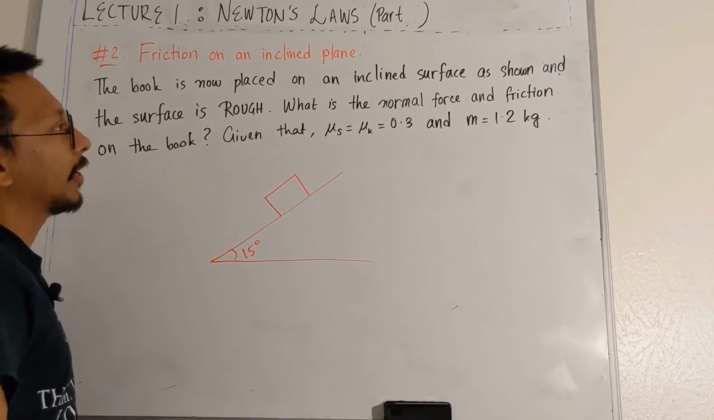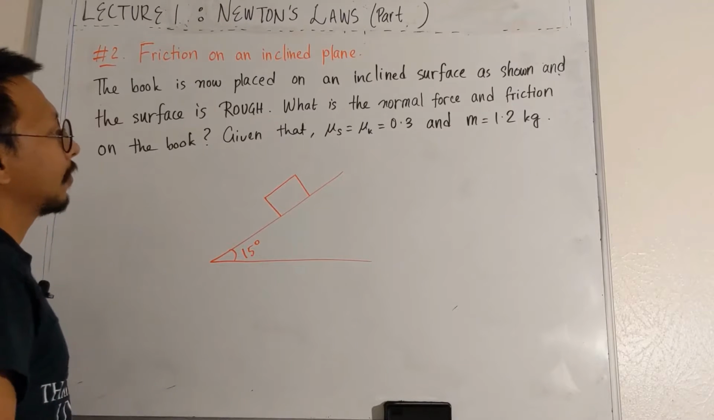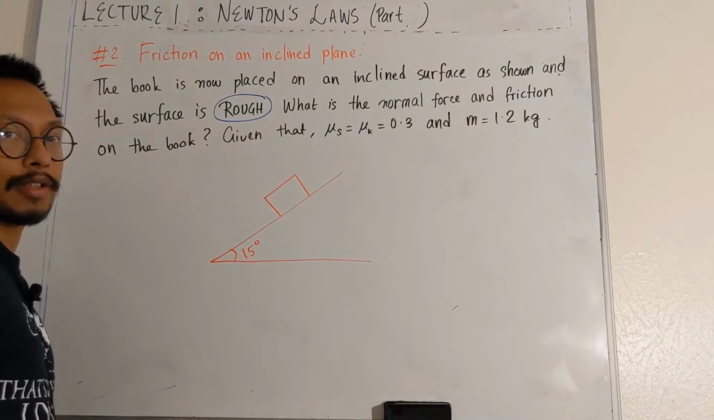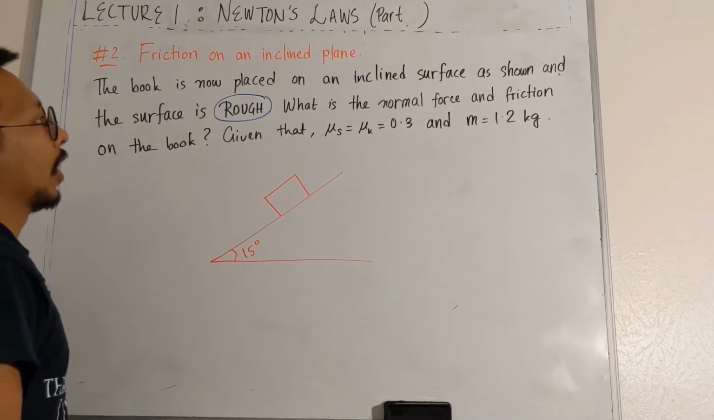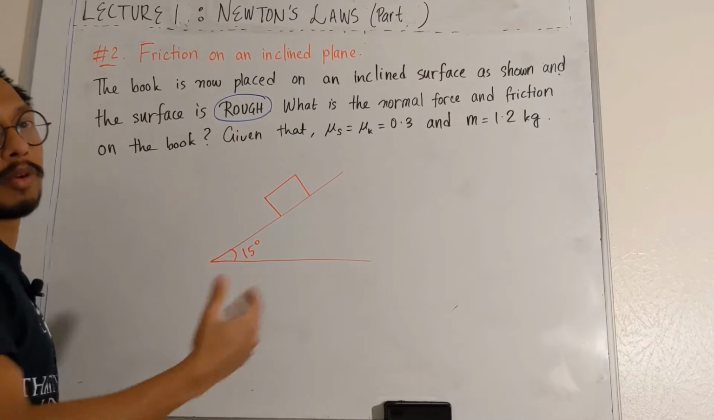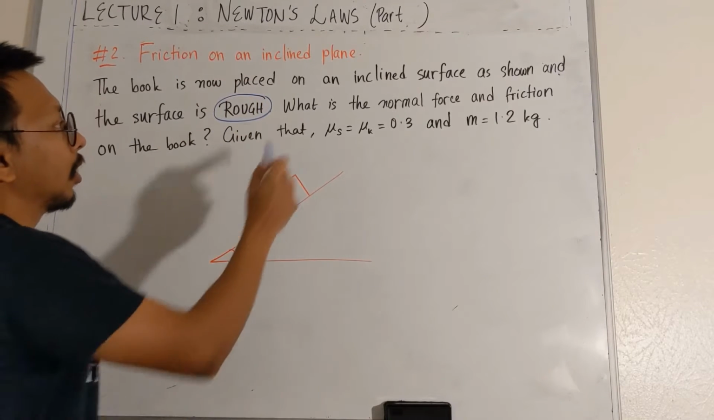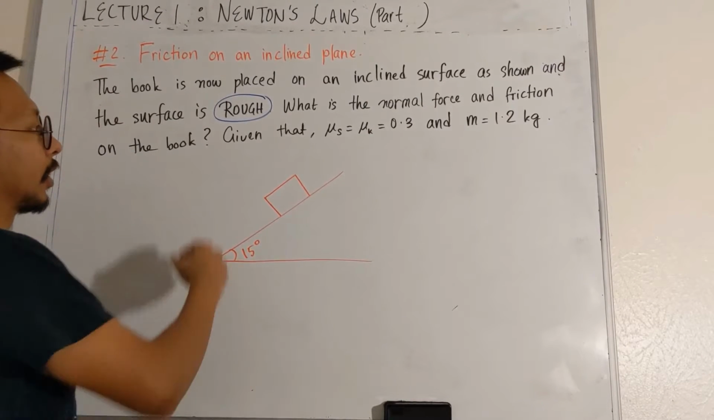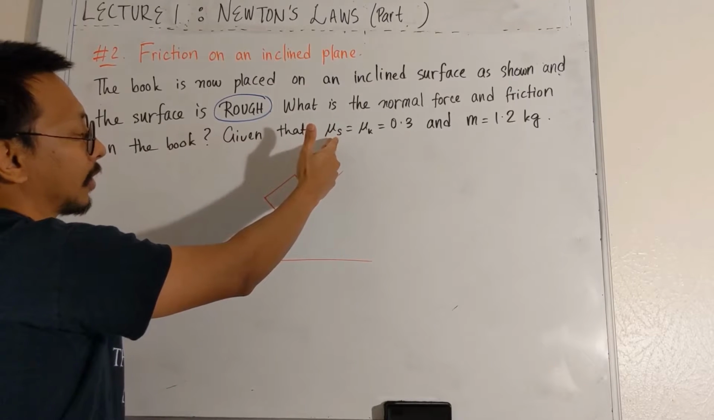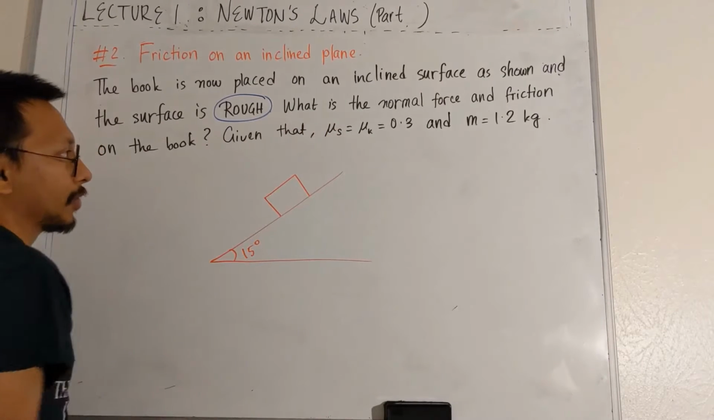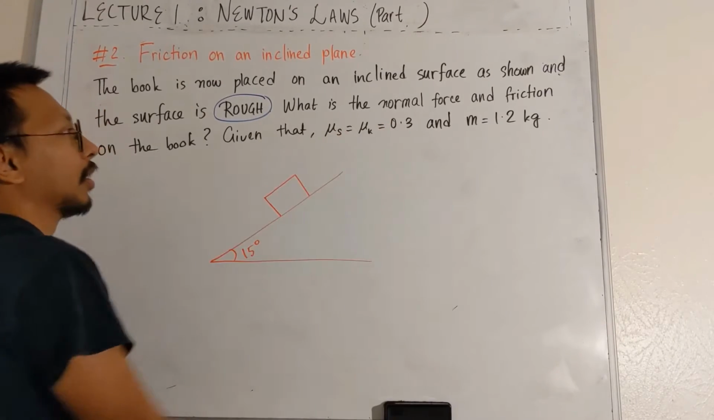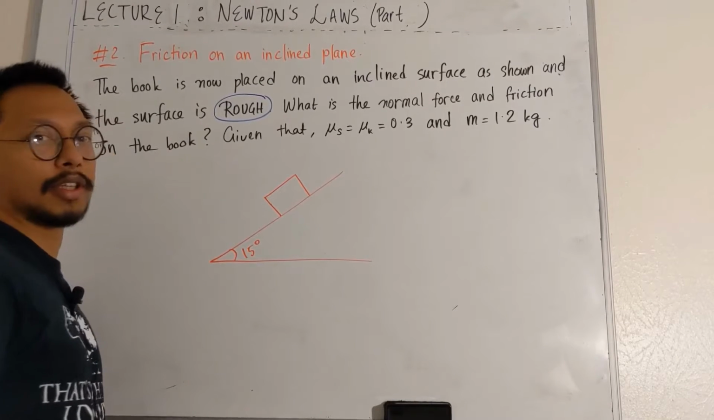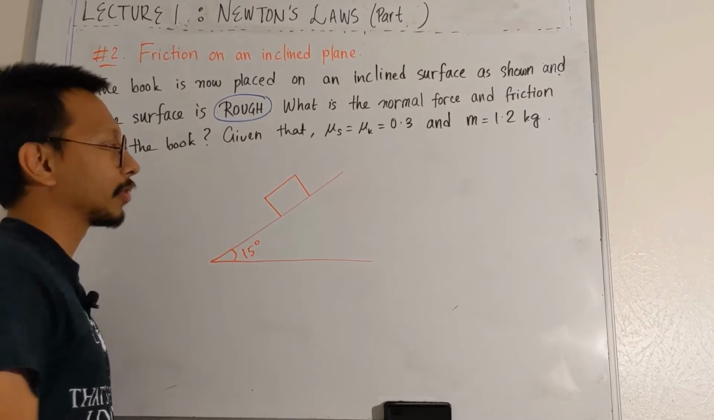We have the book placed on an inclined surface as shown, and the surface is rough. What does this mean? Rough refers to the fact that the surface has friction, and if this were replaced by smooth, then we would be able to ignore friction. What is the normal force and friction on the book on this inclined surface? Given that the kinetic coefficient of friction is equal to 0.3, and see that there is no unit attached to this coefficient because it is just a constant coefficient, no units, it is just a number.